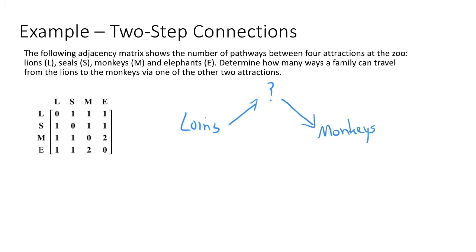This is going to be a 2-step connection because we're traveling through one other object to get to our final destination. The 2 steps would be to the other object and then to the final object, the monkeys. To calculate a 2-step connection, we need to take our original matrix and raise it to the power of 2. So we want to square that original matrix. Let's have a look at how we can complete this calculation before we work out how many different ways a family can travel from the lions to the monkeys via that other location.